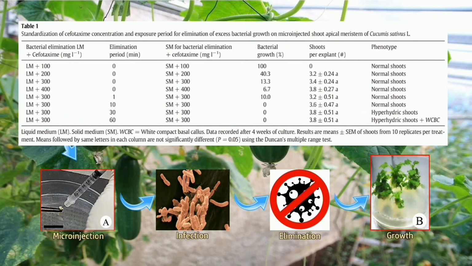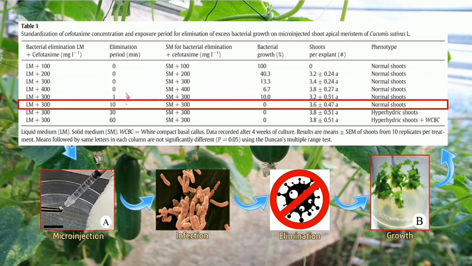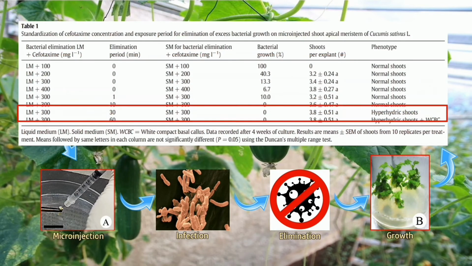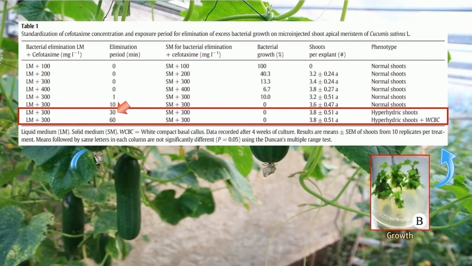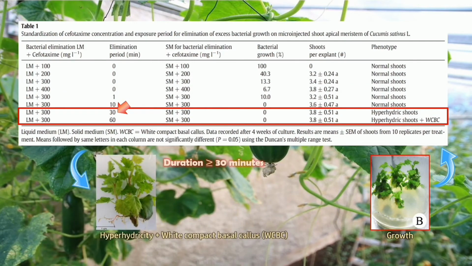It was determined that the concentration of the antibiotic cefotaxime that would be added to liquid medium and solid medium to have 0% bacterial growth was optimal at 300 mg per liter with an elimination period of 10 minutes. A similar concentration of cefotaxime was also tested with a higher elimination period. However, the plant will produce hyperhydric shoots at 30 minutes, while it also shows signs of hyperhydric shoots with growth of white compact basal colors at the 60 minute mark.